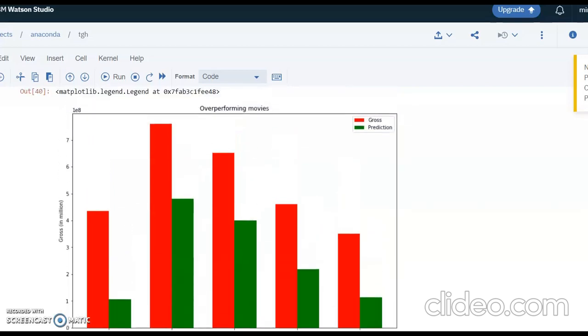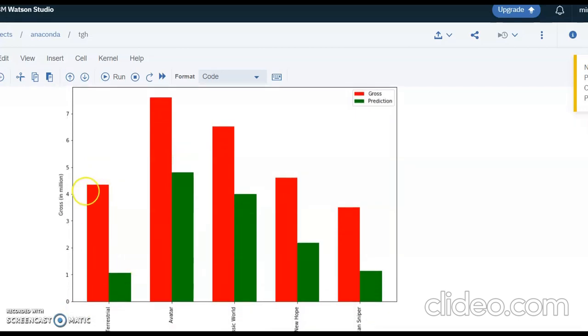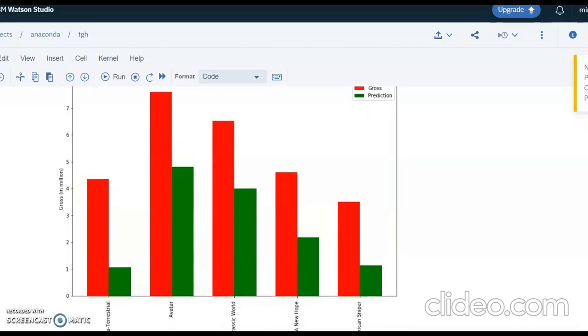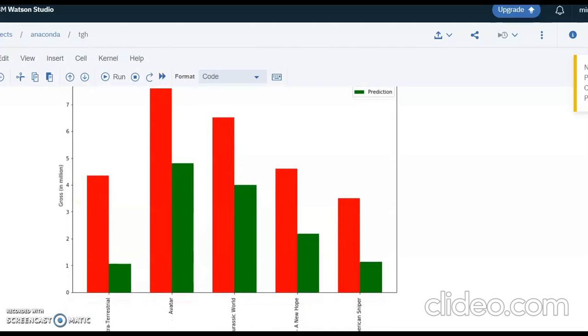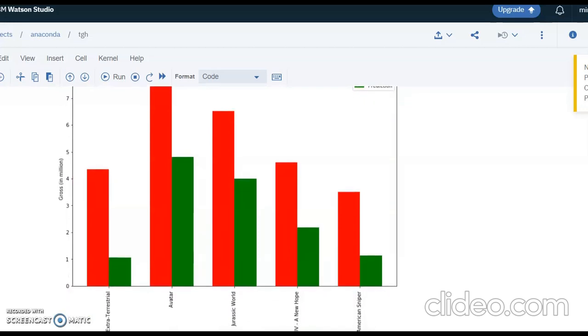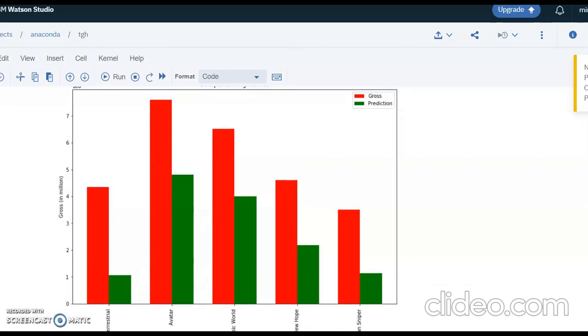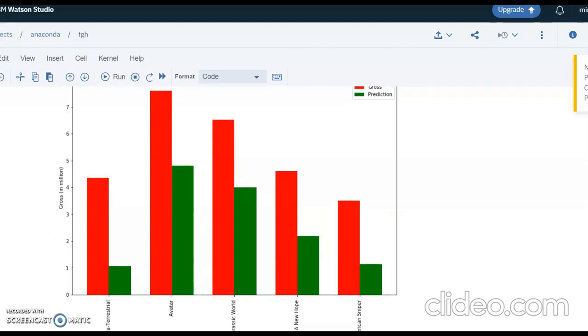And then we see American Sniper, which has a lower gross than all these other grosses, but it's still higher than the prediction, which isn't really surprising, because American Sniper doesn't have the popularity that, say, Avatar would. And Avatar being the highest grossing isn't really a surprise because it was the movie that shattered box office records for the most sales, I believe, under Avengers Endgame.